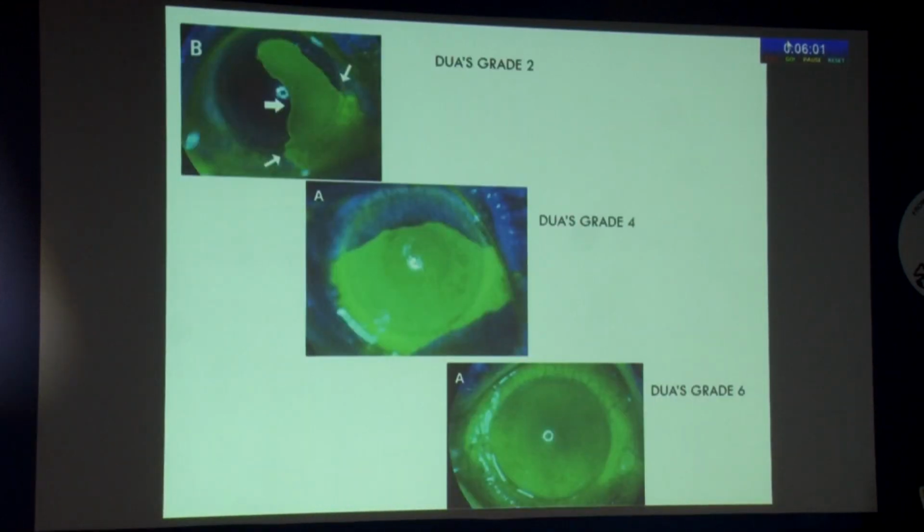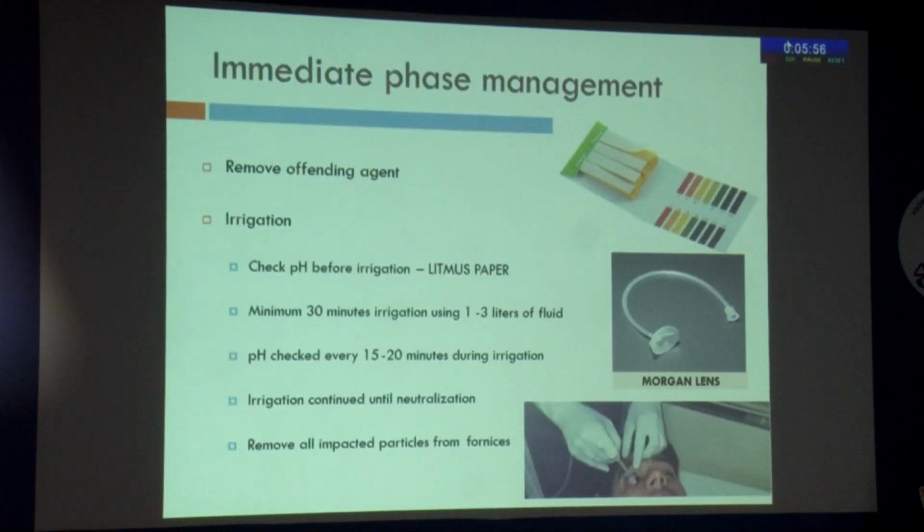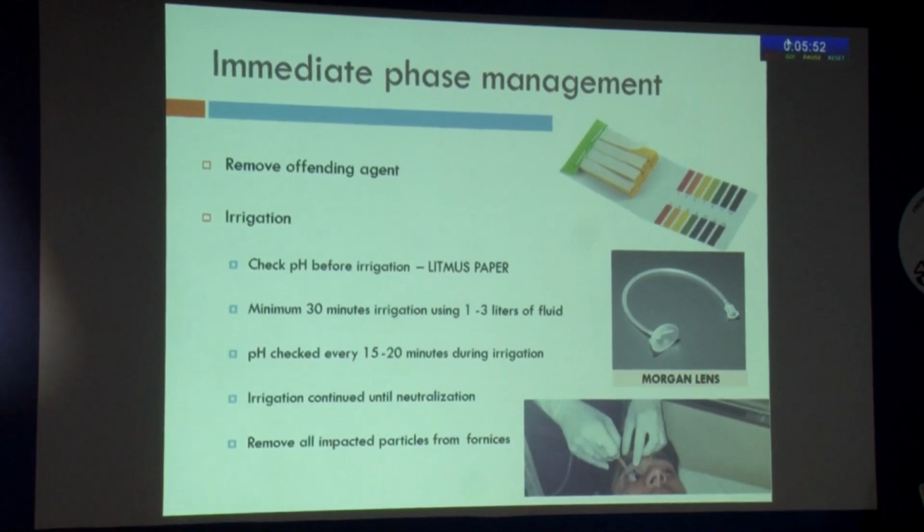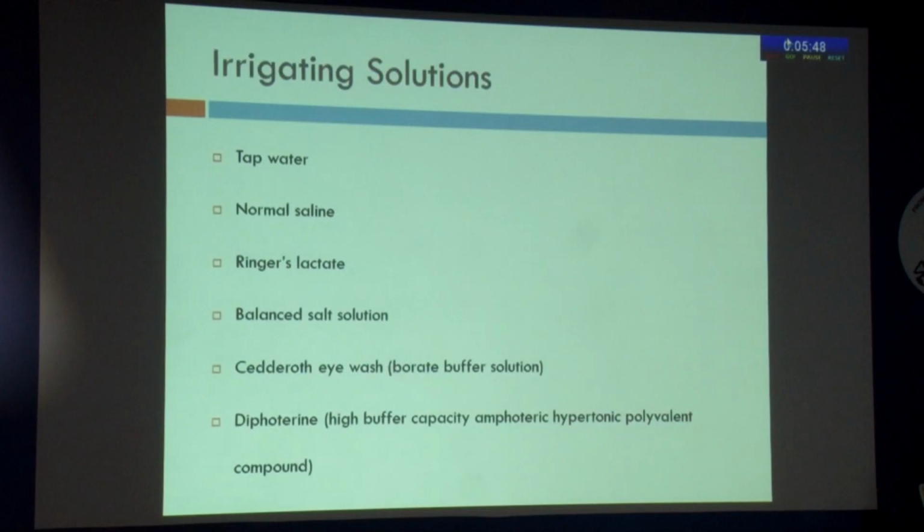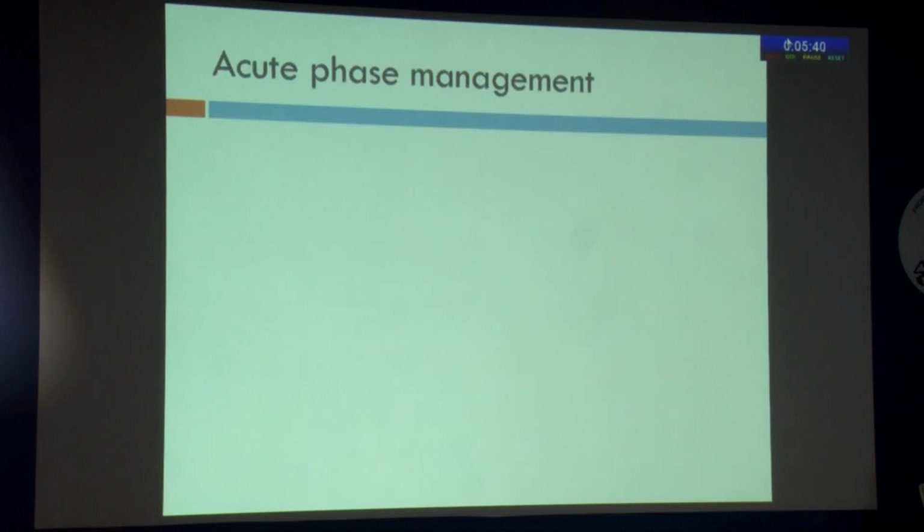Looking at the grading and classification, this is important to know so that we can manage the patient well. In the immediate phase, do a wash of the eye for at least 30 minutes with 1 to 3 liters of fluid. The fluid being normal saline or Ringer lactate would be good, and a pH check with litmus paper is essential so that you do an adequate wash.